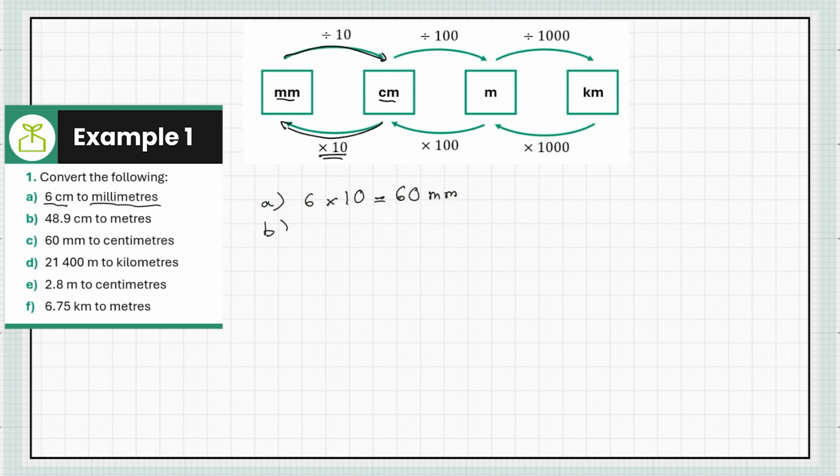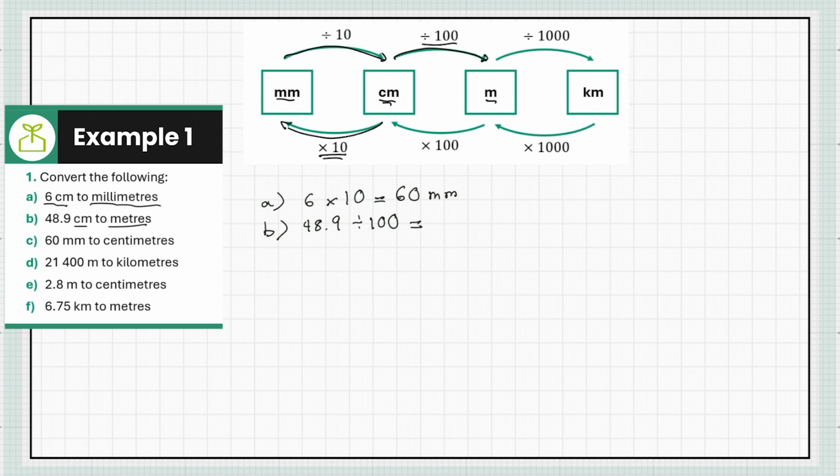Alright, if we look at B, we're going from centimeters to meters. Now because we're going from a small unit to a larger unit, what we need to do is divide. And we're going to divide by 100 because there are 100 centimeters in every single meter. So we're going to do 48.9 divided by 100.